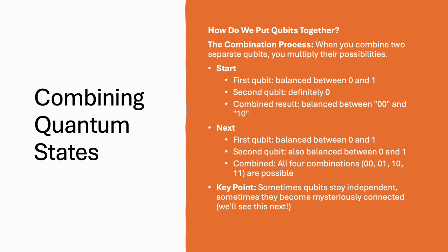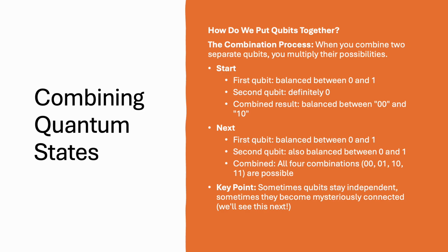Imagine you have two separate qubits. The first qubit is in a balanced superposition between 0 and 1, and the second qubit is definitely in the state 0. When we combine these, the first qubit's superposition spreads across the second qubit's state. The result is a superposition of two possibilities. First qubit is 0, second is 0, written as 00. And the first qubit is 1, second is 0, written as 10. Notice that we only have two terms in this superposition, not four, because the second qubit was not in superposition to begin with.